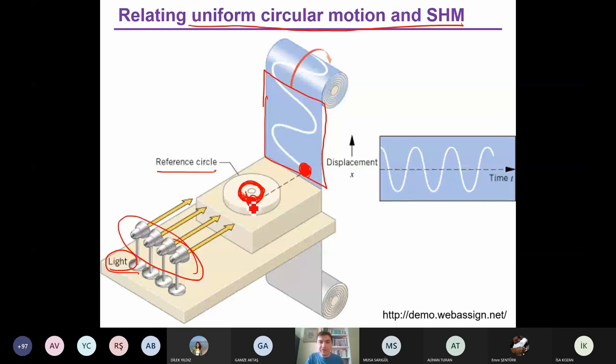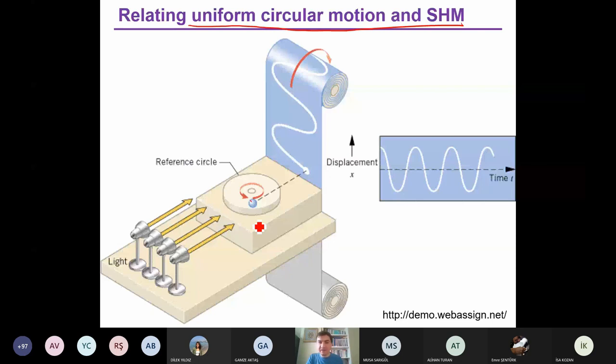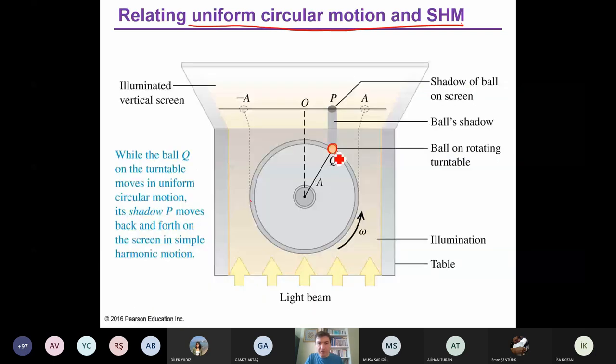And if this ball is rotating in this circular path, then the position of this ball will change with time on the screen. Okay, so if the ball is here, then you will see the shadow of the ball here due to this light source on the left side. Okay, now let's discuss this example here in this picture. Here, this is the side view of this experimental setup, and here, this is the top view of this experimental setup. Here, we have a ball. The name of the ball is Q. This is the Q ball, and it is rotating on a turntable. Okay, it has a circular path with some certain angular speed. It is rotating on this turntable.